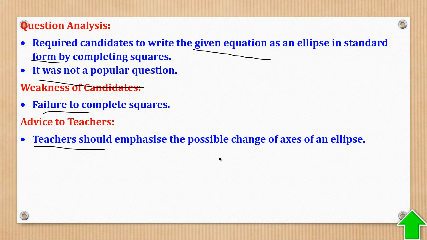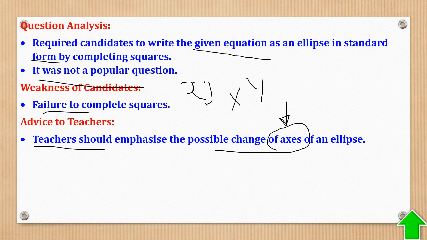Then teachers should emphasize possible change of axes. Do you see this word? Change of axes. Because in the question there was small x, now I used the capital X, meaning that the axes had changed from capital X, capital Y to small x, small y.